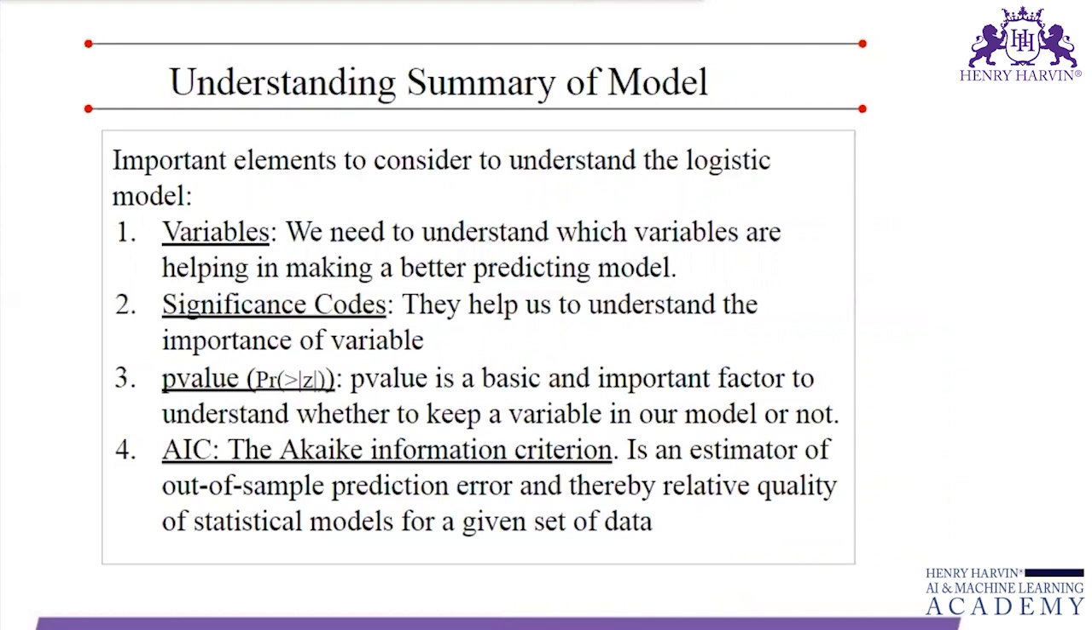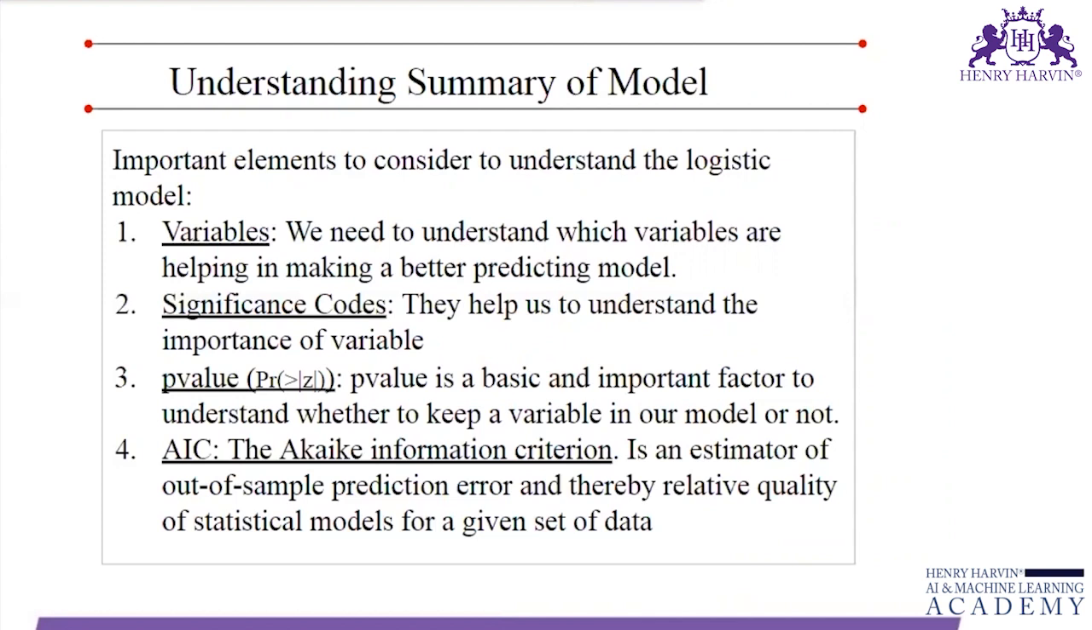And last is AIC, the Akaike information criterion. It is an estimate of prediction errors. It helps us statistically judge the quality of the model, whether it is a good model or not.